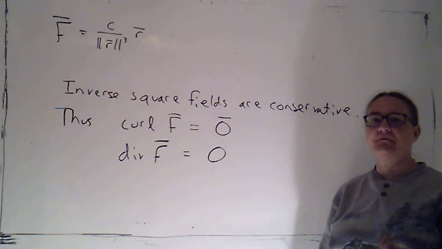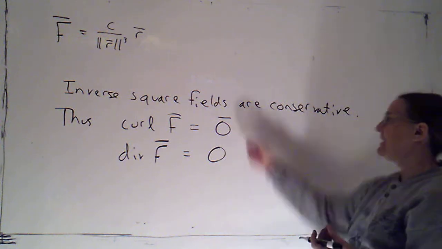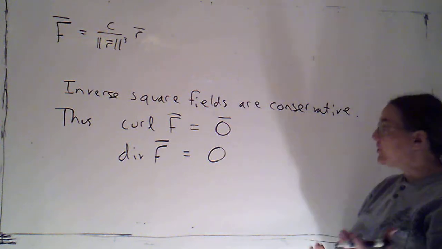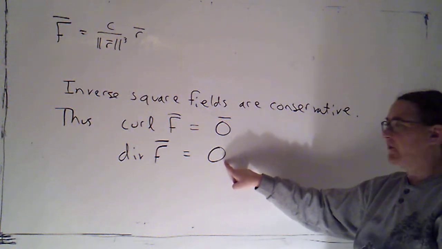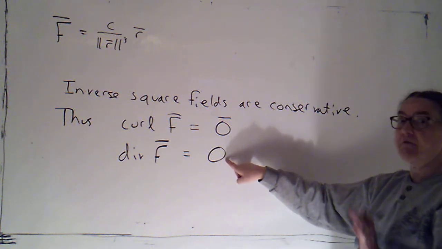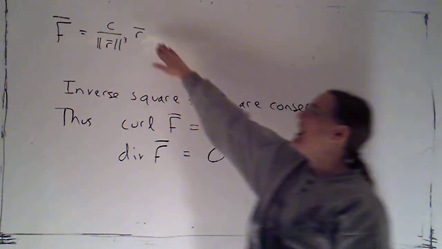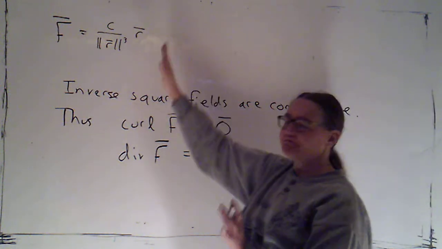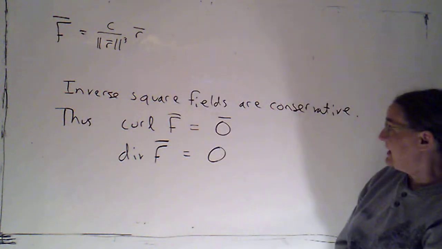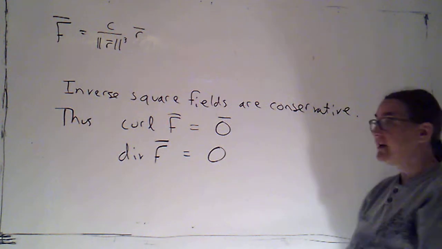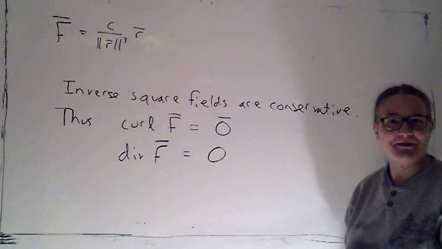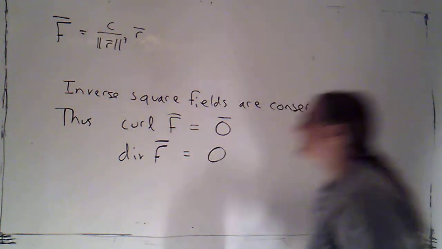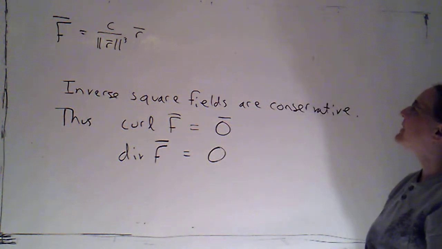Curl of a conservative vector field is always the 0 vector. Divergence of a conservative vector field is not always going to be 0. This is something that is true of the particular case of an inverse square field. Okay, but it's kind of neat. If you have an inverse square field, both curl and divergence are 0. They're just different versions of 0. One is a vector, one is a constant number.